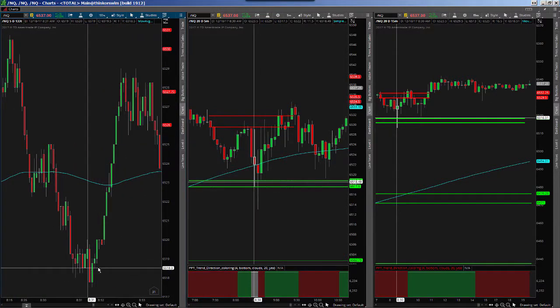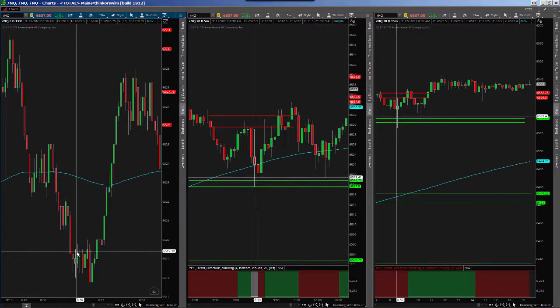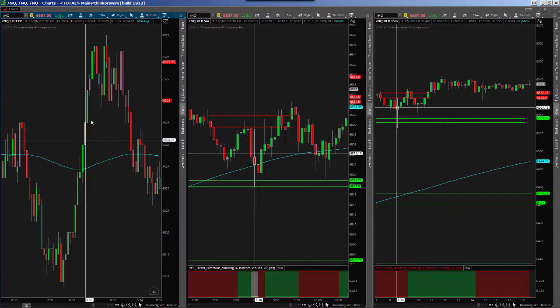I still like the idea of patterns out of the 5-minute or 15-minute zone, although I'm not taking them right now because I don't have any data to back it up. So this morning you can see I'm neutral on the 5-minute. I'm red on the 15, so no trades for me.